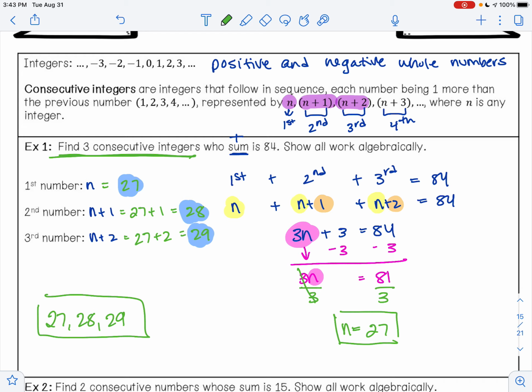I know that's a lot the first time that you see it. Go ahead and pause this video, make sure that you have all of this copied down, and when you're ready, move on to the next example.